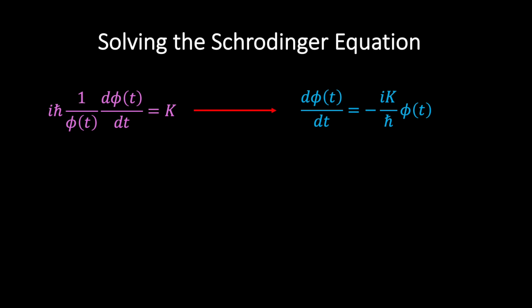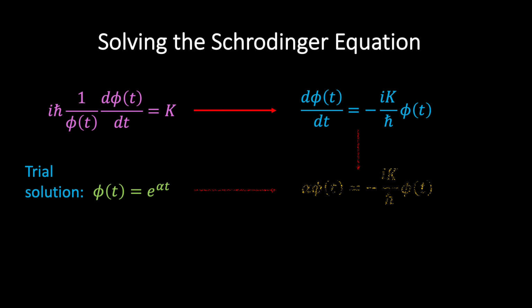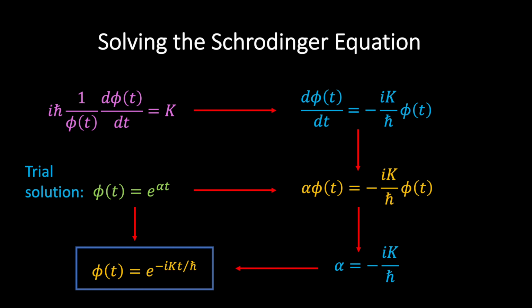Therefore, let's assume that the solution to the differential equation has the following form, where alpha is a constant that will be determined shortly. We can test whether this is indeed a solution by plugging it back into the equation, in which case we find the following expression. If we then cancel phi of t from both sides, we see that alpha equals minus ik over h bar. And so if we sub this back into our trial solution, we find that phi of t is equal to e to the minus ikt over h bar. Note that this substitution has caused the exponential to become complex, since it contains a factor of i in the exponential.